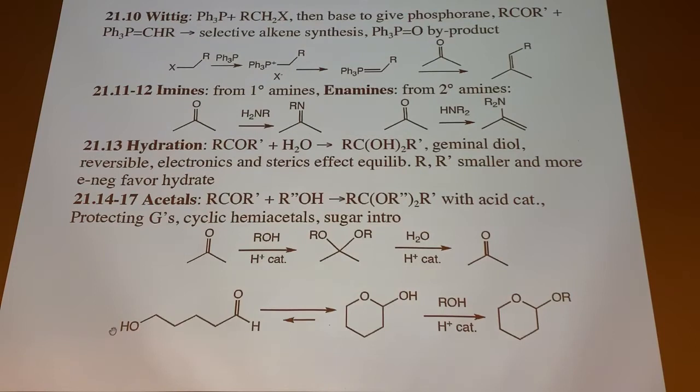Now, if we've got an alcohol in the same molecule with an aldehyde or ketone, you see the alcohol lone pair on oxygen can function as a nucleophile, push the electrons over, transfer the proton. You see, this forms what? A cyclic acetal. We call this a hemiacetal sometimes because it's got an ether and an alcohol on it.